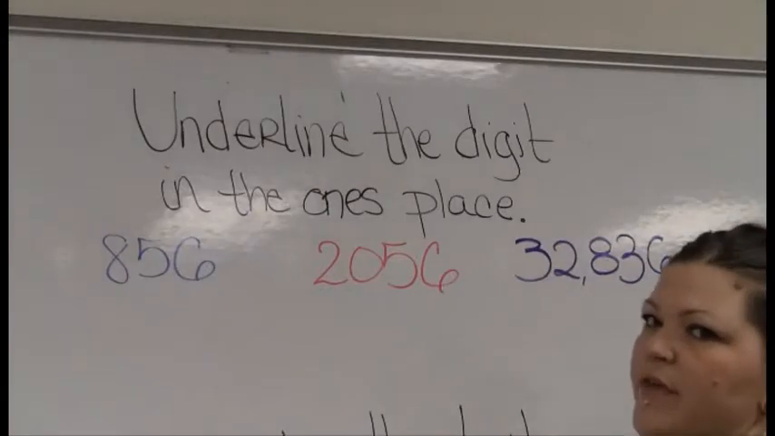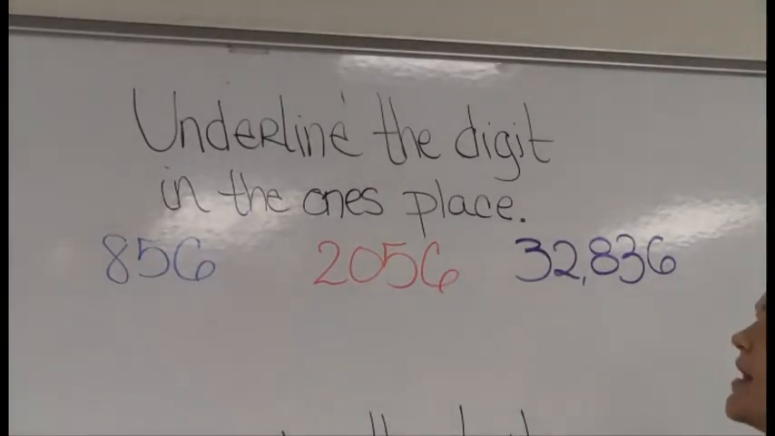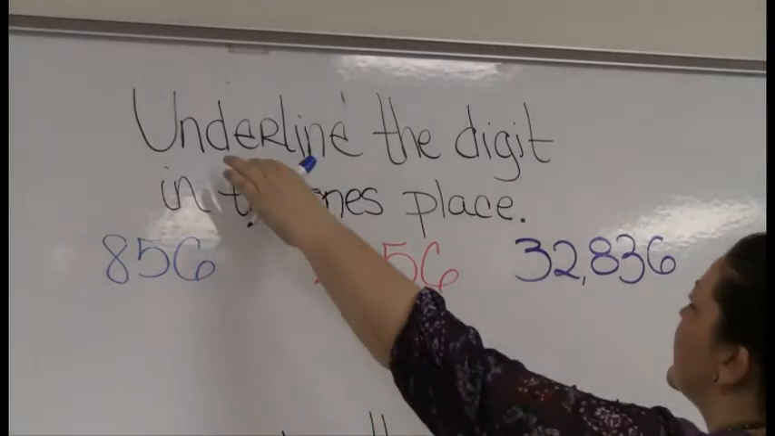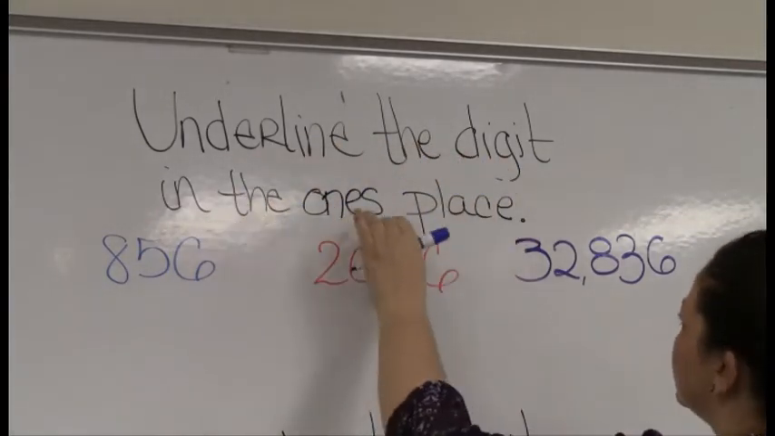Another problem type that you're going to see in Chapter 1, Exercise 1, are problems that ask you to underline digits in certain places. And so I've started with a problem here that says underline the digit in the ones place.